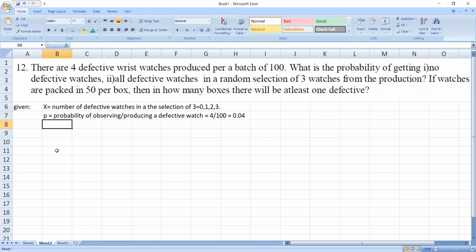So question, so we have n is equal to 3, and in the later case, if we are looking into if watches are packed in 50 per box.